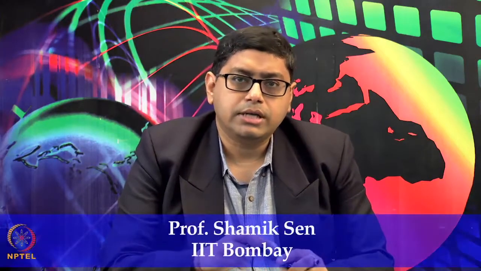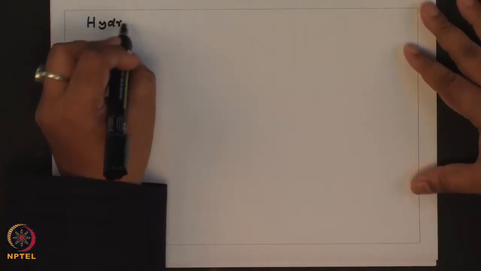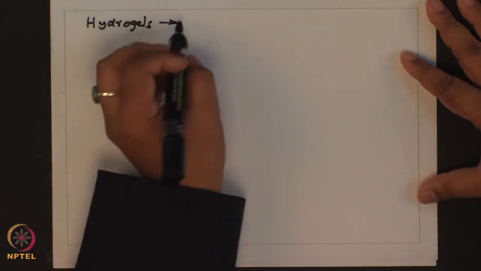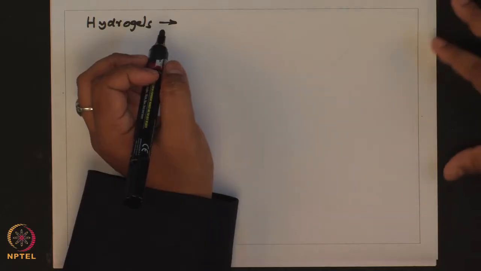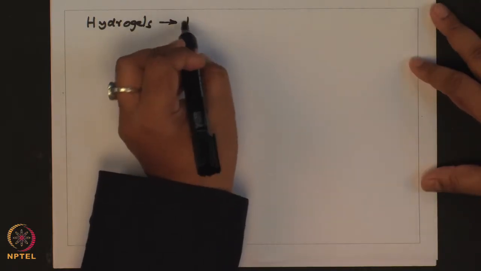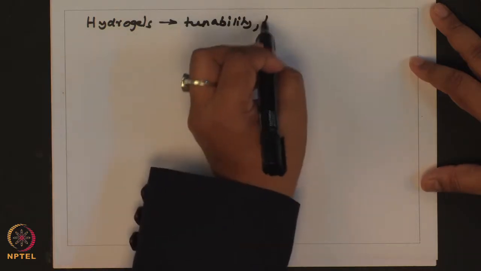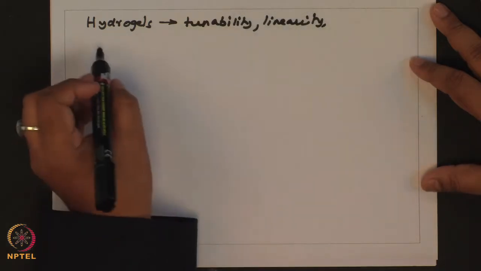Since the last two lectures I have started discussing some of the tools and techniques that are useful for studying mechanobiology, and in the first lecture I introduced hydrogels. What are hydrogels? What are their properties? Particularly, what are some of the properties that you need to follow in order to make them, in terms of tunability, linearity of stiffness, etc.